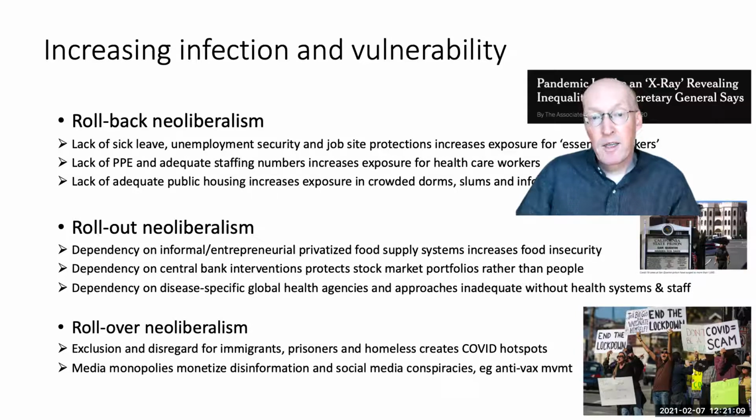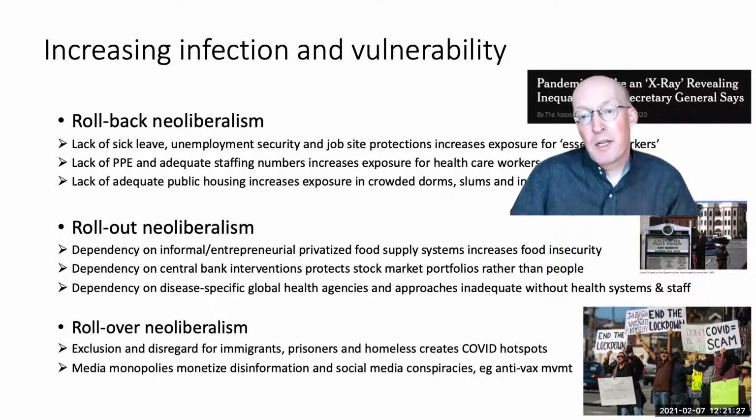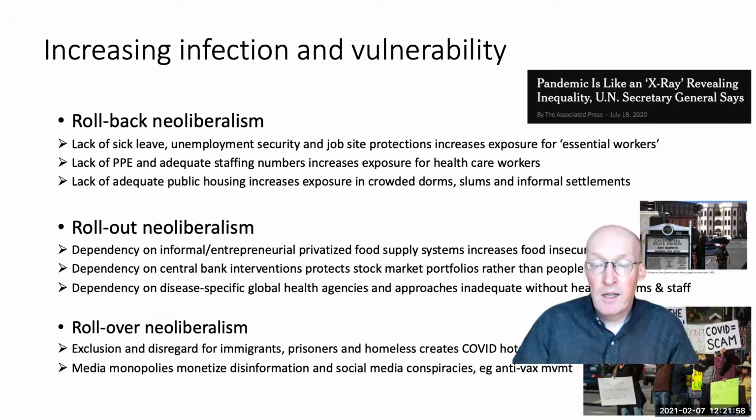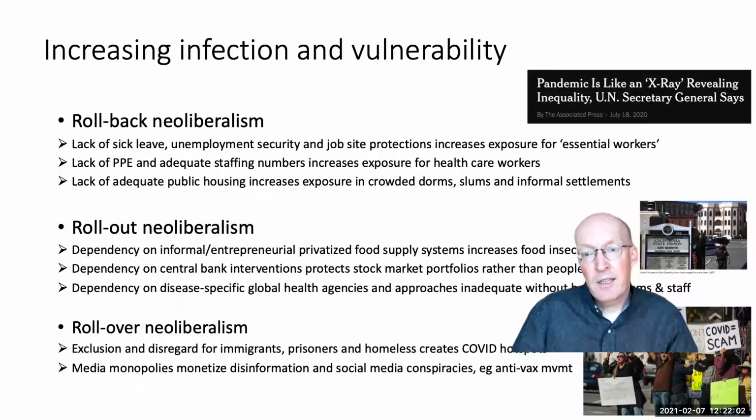Throughout 2020, rollback neoliberalism was also implicated in the lack of protection equipment for hospital workers, in the lack of adequate staffing numbers, and in the exposure of so many healthcare workers, particularly in aged care facilities. A lack of adequate public housing, also traceable to rollback neoliberalism, has led many people in states like California to live in crowded worker dorms, or in countries in the global south to live in slums and various informal settlements where the spread of the pandemic has taken off as a result.